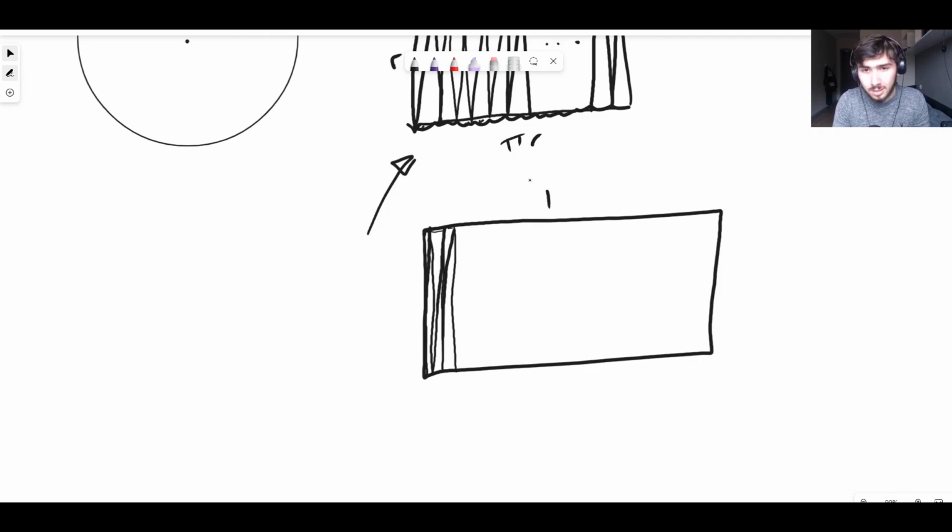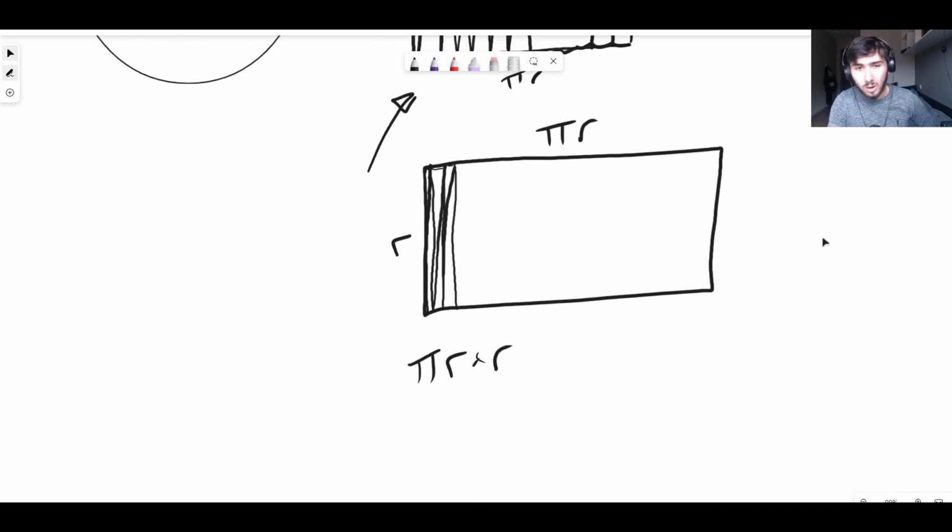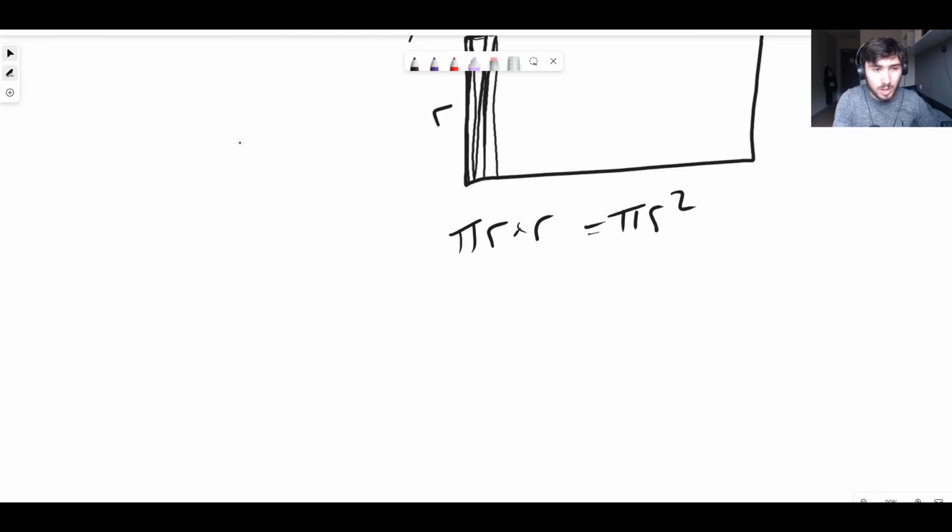It still has a length here of pi r. That hasn't changed. It still has a radius of r. That hasn't changed. But the way that you find the area of this shape now is very, very trivial. It's literally just length times width because it's a rectangle. And if we do length times width, we get pi r times r, right? Pi r is the length and r is the width. Pi r times r, that's equal to pi r squared. And that is then the area of a circle, okay? The area of a circle, we have proven, is pi r squared.